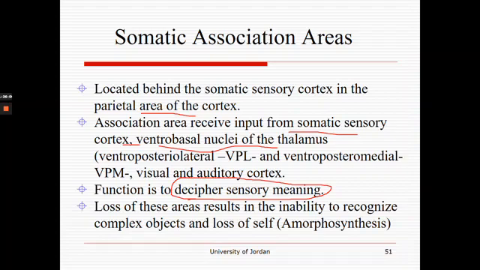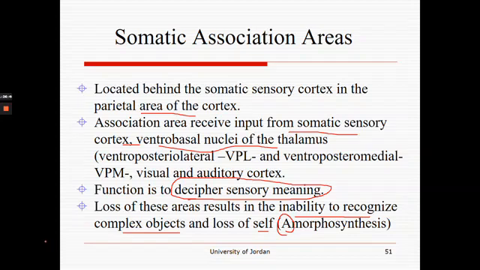Now, loss of this area results in inability to recognize complex objects, a three-dimensional loss of self, what we call amorphosynthesis. So that person is unable to form a shape of the object it senses. So amorphosynthesis is an inability to form shape or recognize the complex object, the shape of the objects.